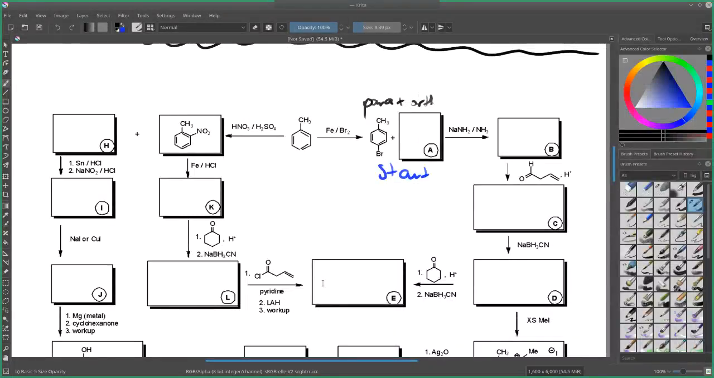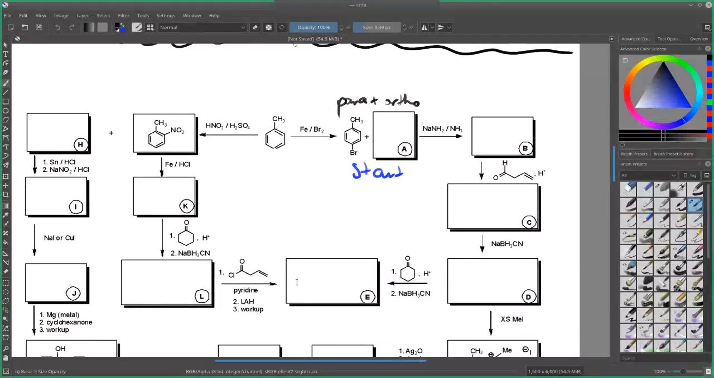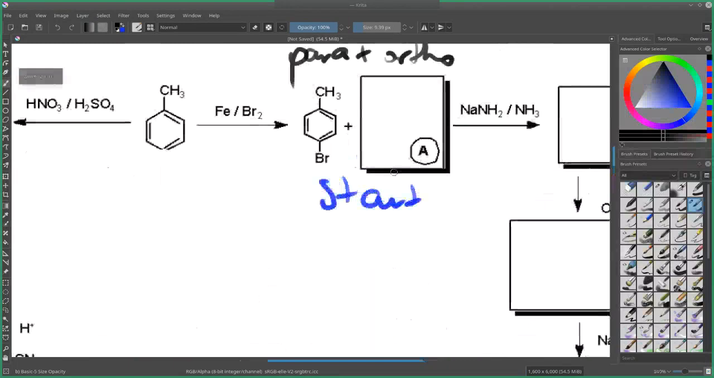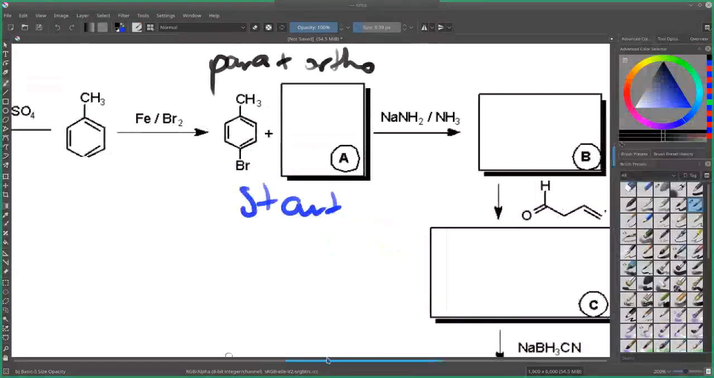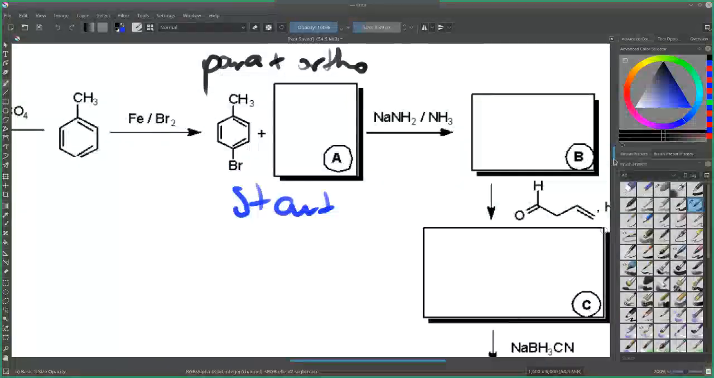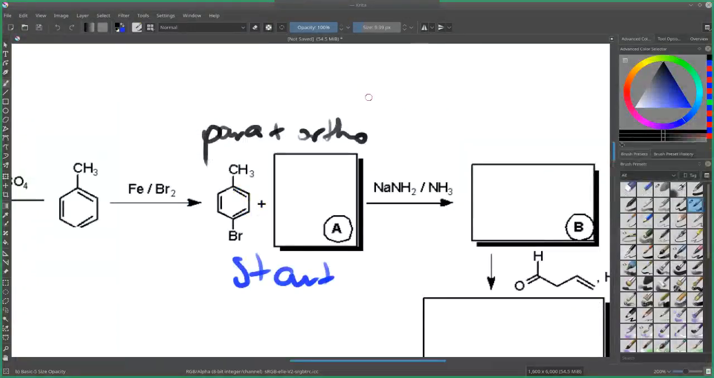How about I really zoom in now? Oh yeah, that's nice and close. So we have the para product, and let's draw in the ortho product too. I'm gonna need a smaller brush for this. Okay. So draw this in, and we'll get the ortho product that looks like that. Okay, cool. There's question A done.